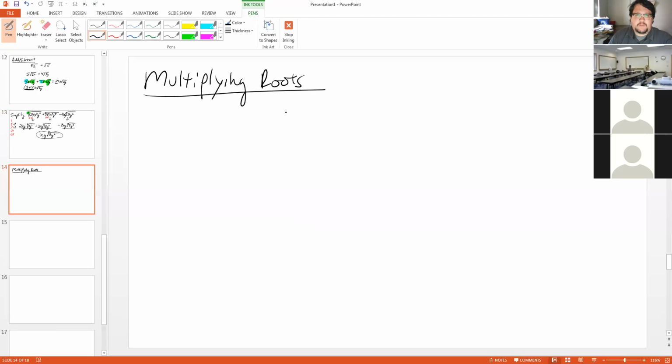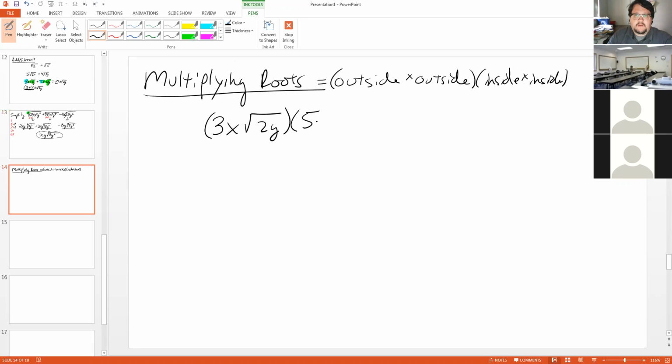So when you're multiplying roots, the outside times outside, and then separately inside times inside. So if you have 3x square root of 2y and you multiply that by 5x square root of 6y, then you're going to multiply the outside parts together. And even though I made these both x and x, they don't have to match when you're multiplying. But these do, so 15x squared. And then the inside part we're going to multiply together.